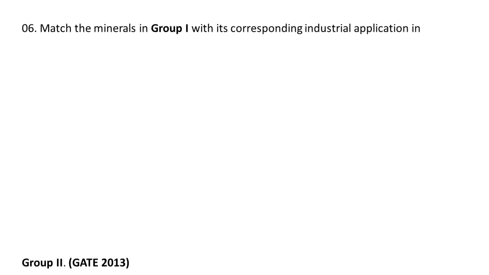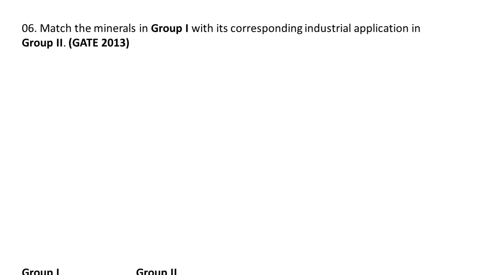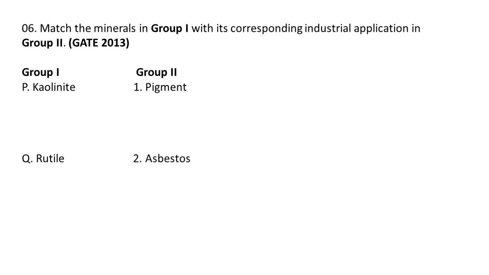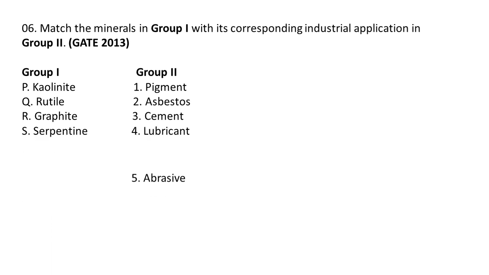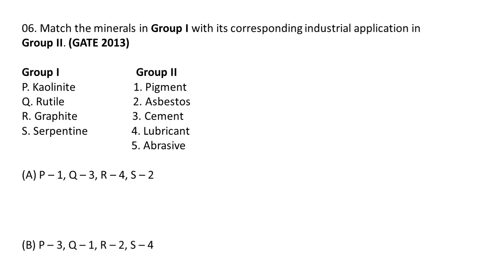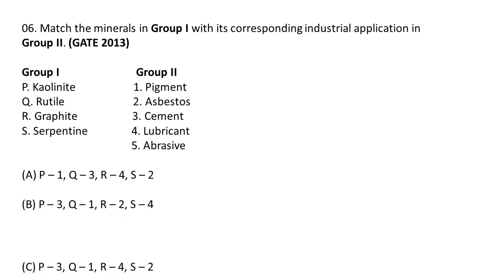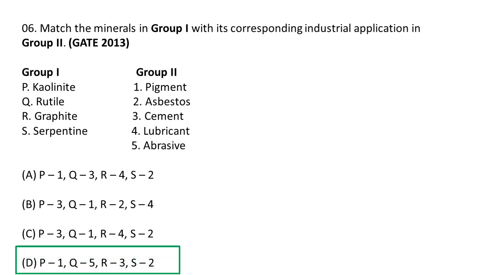Match the minerals in group 1 with their corresponding industrial applications in group 2. In group 1 minerals are given, and in group 2 industrial applications are given. We have to match them. Group 1 has kaolinite, rutile, graphite and serpentine. Group 2 has pigment, asbestos, cement, lubricant and abrasives. The choices are A, P1, Q3, R4, S2 and B, P3, Q1, R2, S4 and C, P3, Q1, R4, S2 and D, P1, Q5, R3, S2.